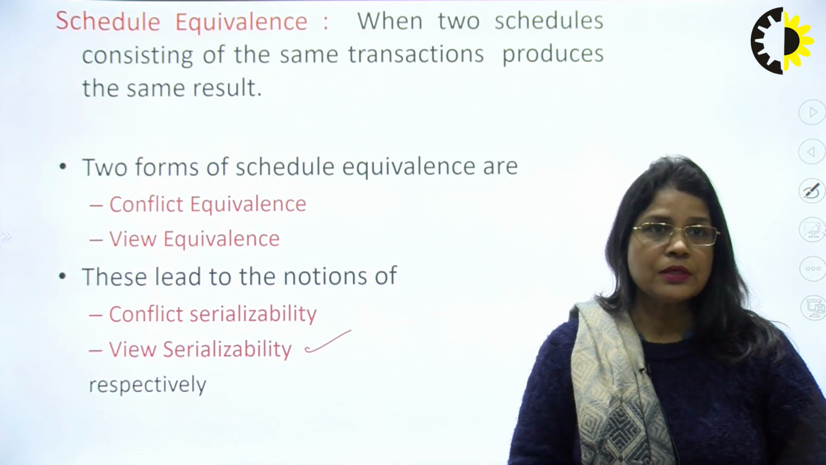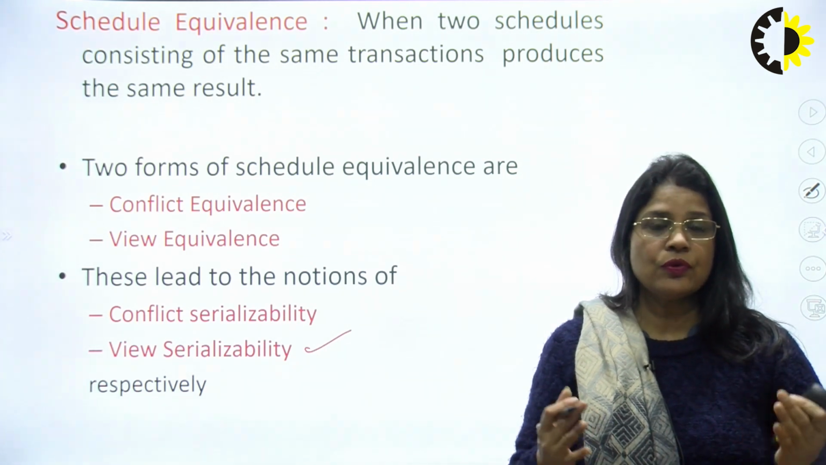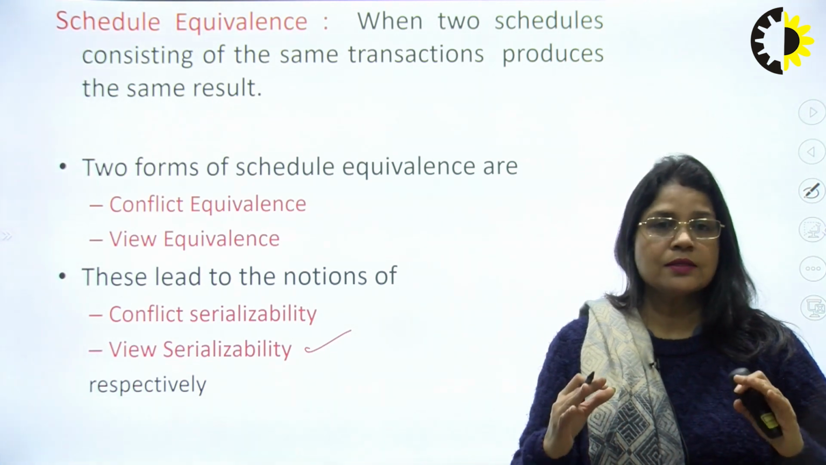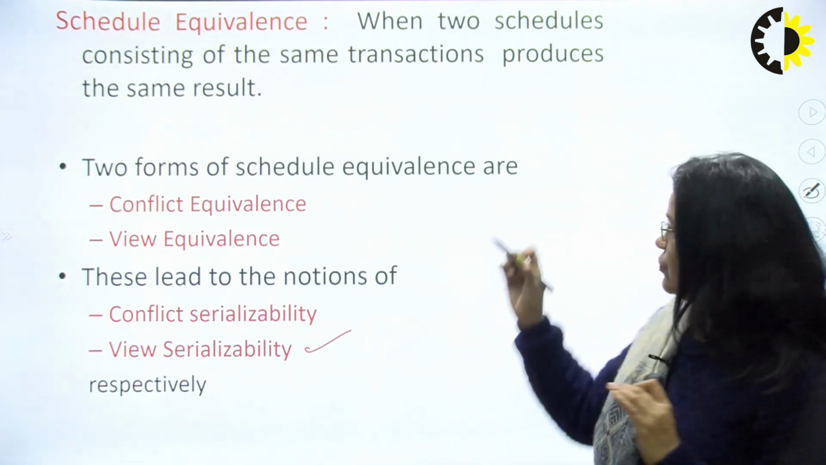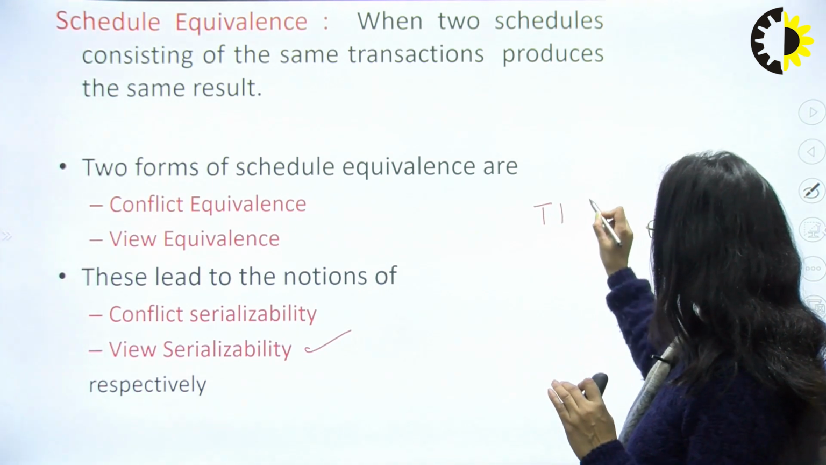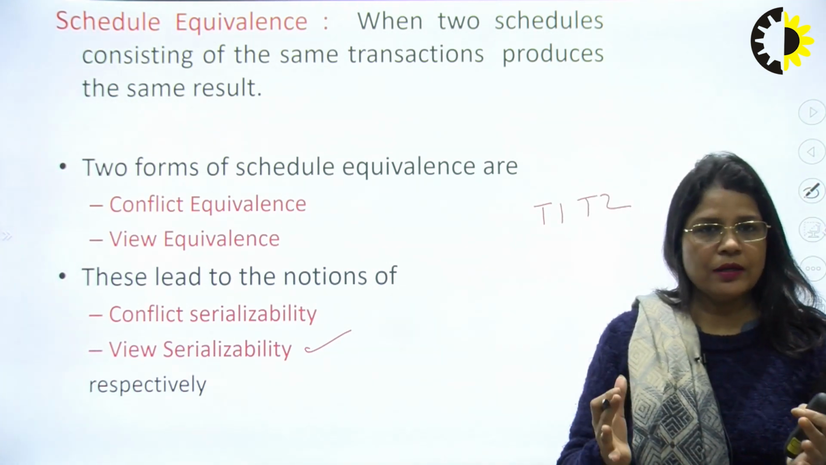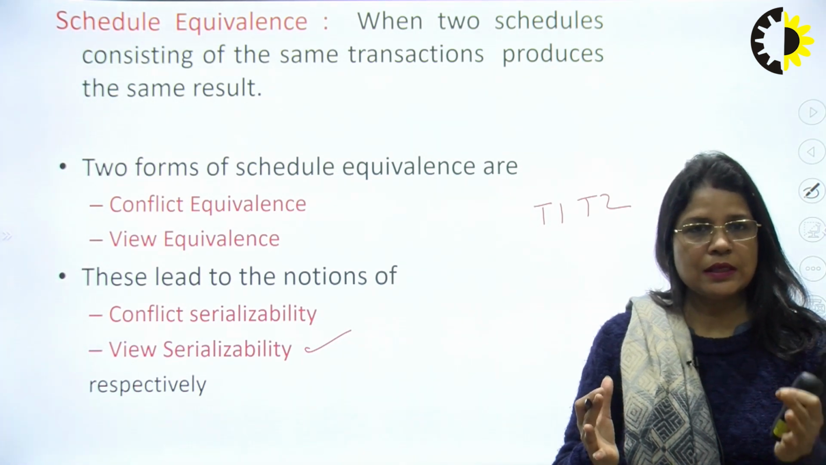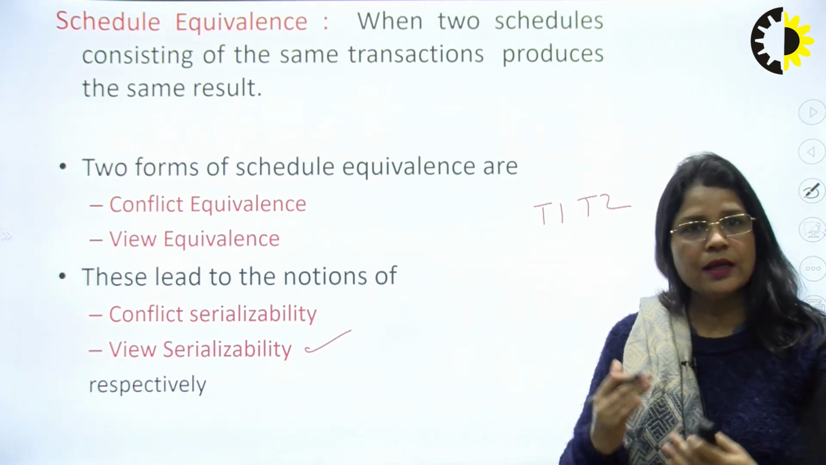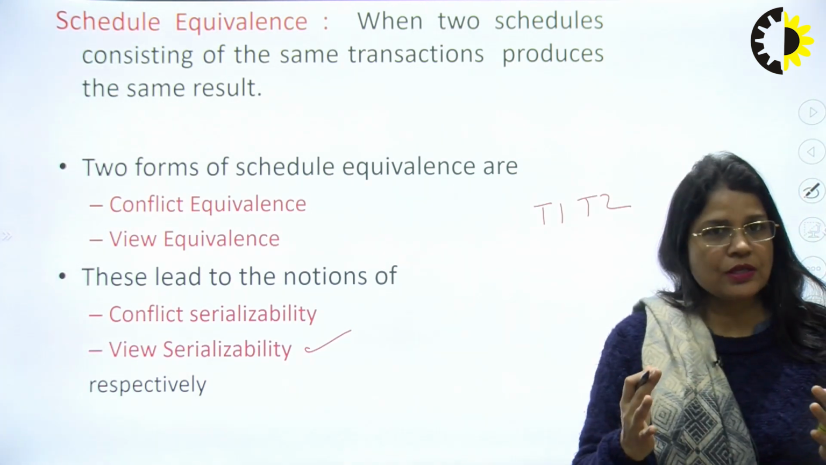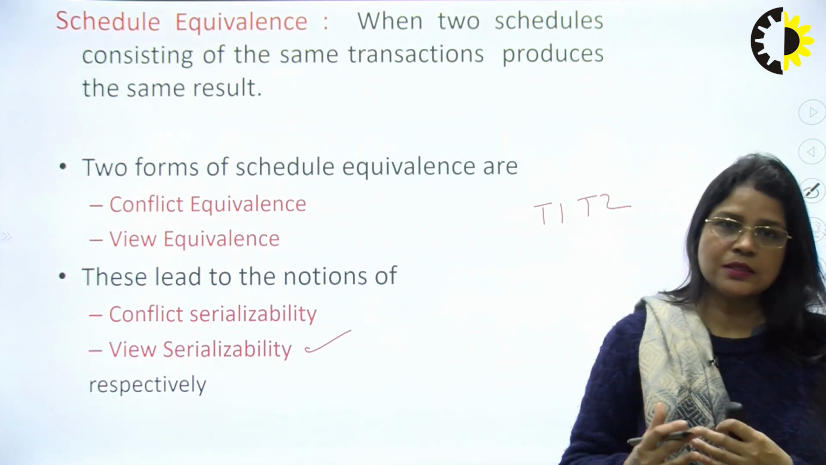A schedule is nothing but, if 2 or 3 transactions are there, we combine these transactions into one schedule. If we are combining two transactions in one schedule, then we say it is a schedule, right? If we have a combination of 3 transactions, then we can say that it is a schedule, right?